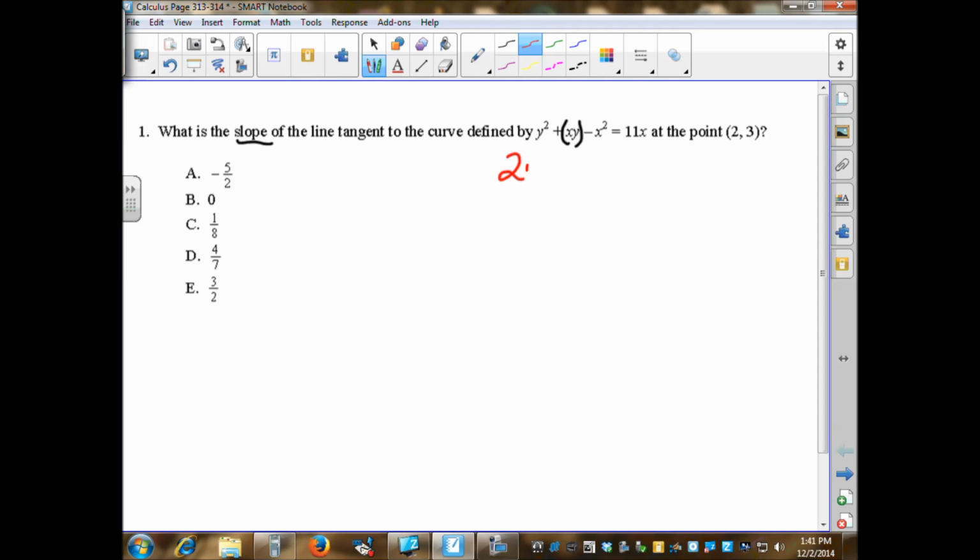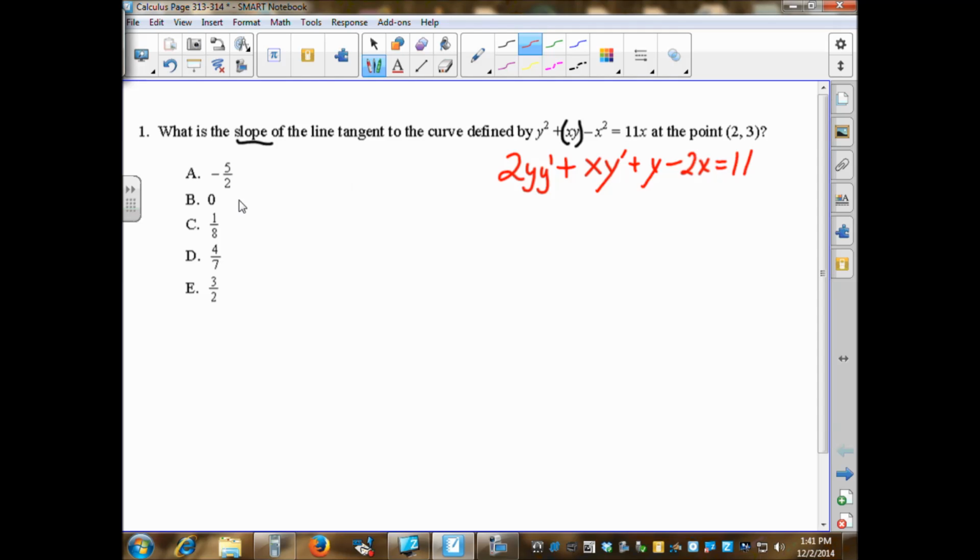That'll be what? 2y. And then that product rule is going to be first, times derivative of the second, plus second, times derivative of the first. Okay, minus, and the derivative of x squared is what? Negative 2x, equal to, let's see, it's 11x, so that'd be derivative is 11.